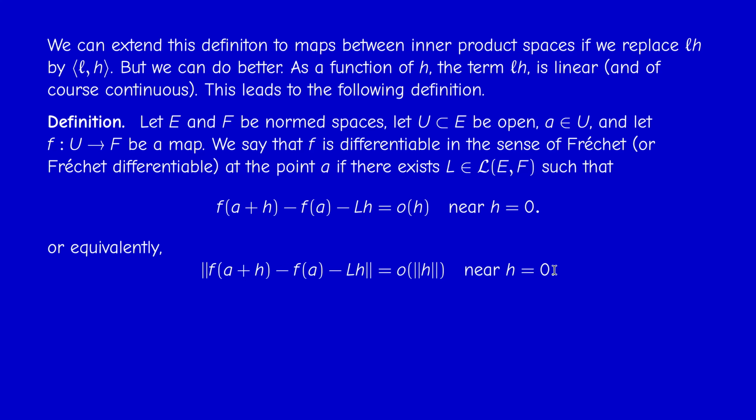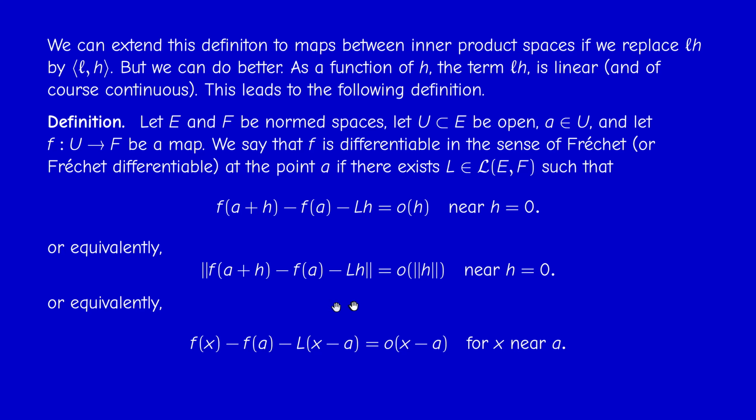So if you like, we can put the norms because these two conditions just mean the same thing. Okay, this is just a shorthand for this. Or if you like, the ratio tends to 0. Or if you don't like h, you can replace a plus h by x. And then this condition of differentiability at the point a is the same thing. So it's just f of x equals f of a plus this linear term plus small order terms.